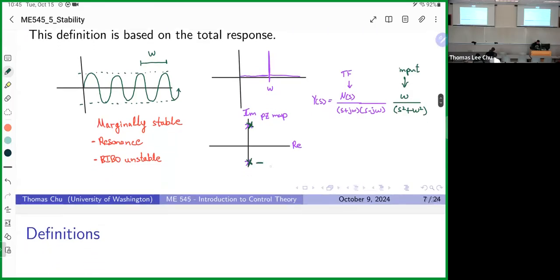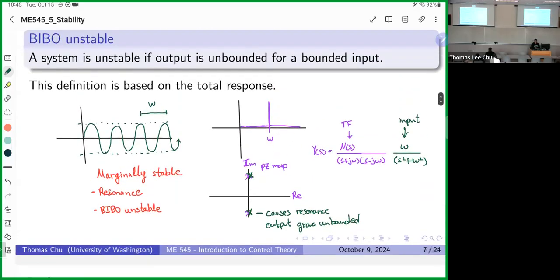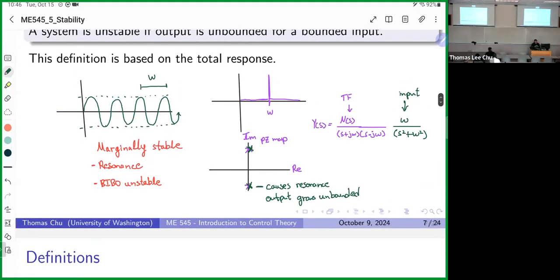Maybe I'll write this causes resonance. Output grows unbounded. So that's basically what I want to go over in chapter 6. There's a few tricks I want to provide you as well for determining stability.